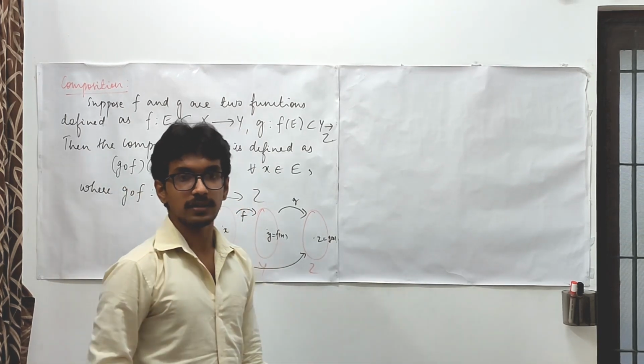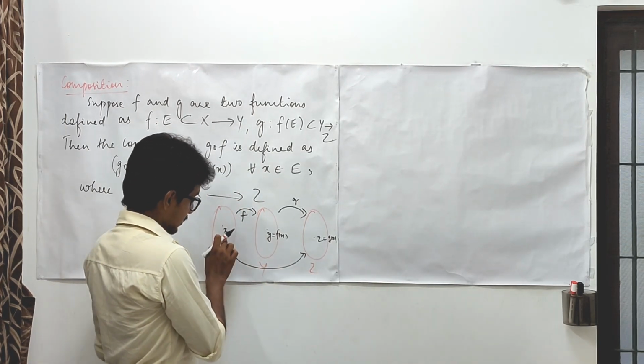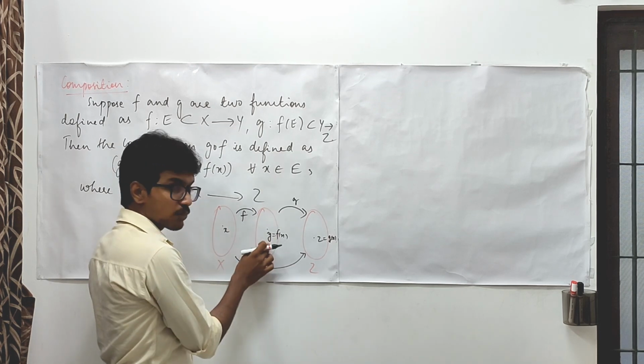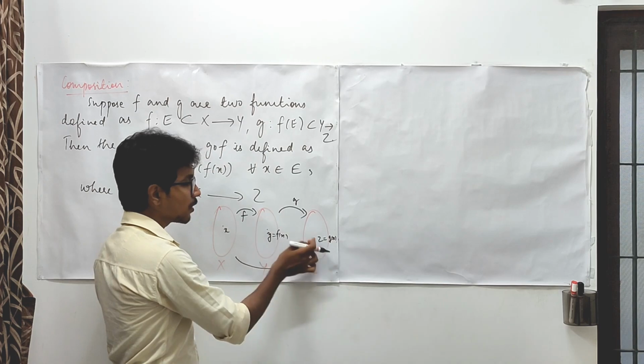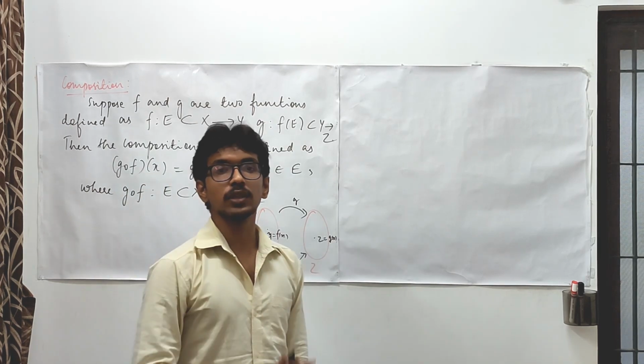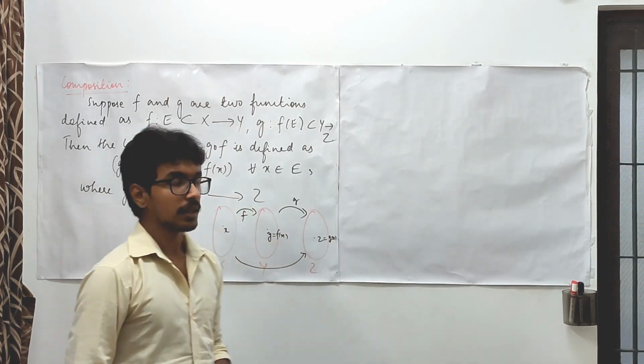How is it going to achieve this? This x can be mapped to this y, this we know. This y can be mapped to this z. So this x will be mapped to z. This is how the composition works.